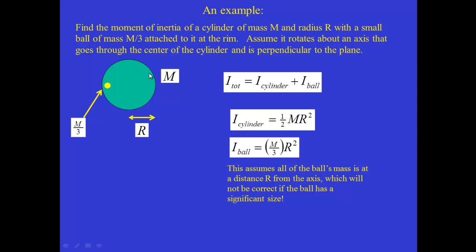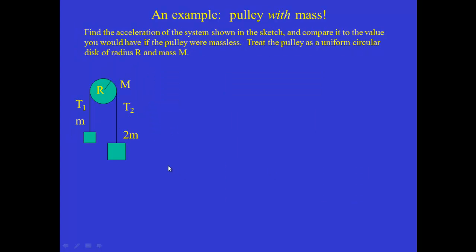Now, you might object to this. Again, I said something about an ideal ball or a very small ball, and that's true. The assumption that we're making is all of the ball's mass is at a distance r away from the axis. That will be a good approximation if the ball is small. It will not be a good approximation if the ball has a significant size in comparison to the radius of the cylinder. So be aware that we make some approximations here.